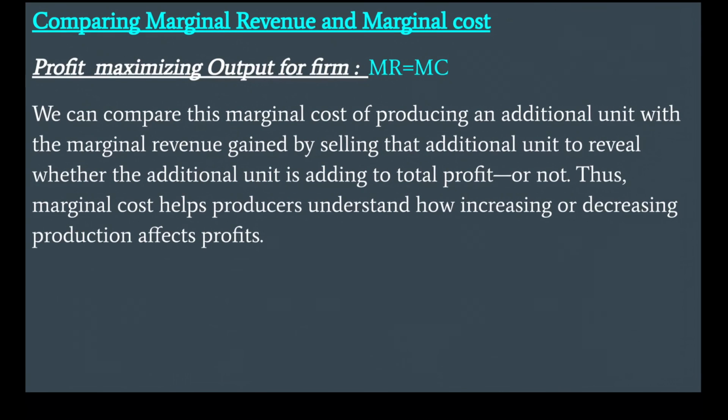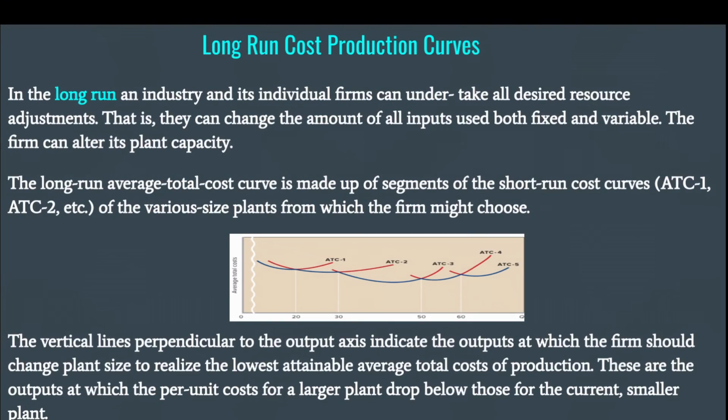Comparing marginal revenue and marginal cost. Profit maximizing output for a firm: MR is equal to MC. We can compare this marginal cost of producing an additional unit with the marginal revenue gained by selling that additional unit to reveal whether the additional unit is adding to total profit or not. Thus, marginal cost helps producers understand how increasing or decreasing production affects profit.